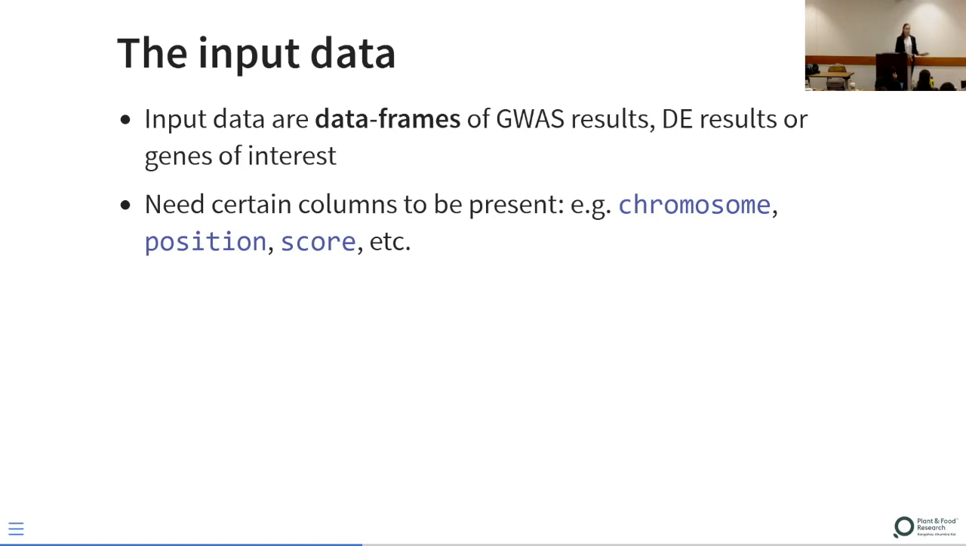So how does the package work? Well, it needs some input data. In this case, the input data are going to be data frames or tables of the GWAS results, the differential expression results, and a list of candidate genes.